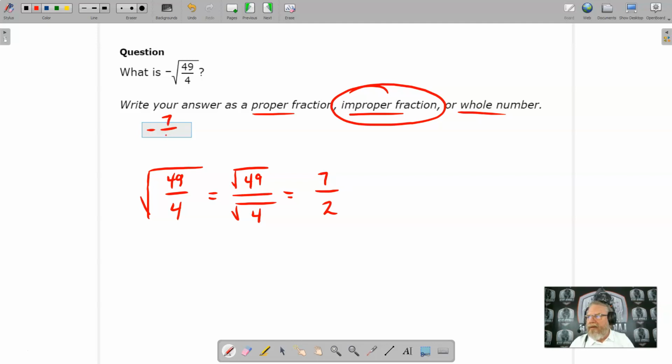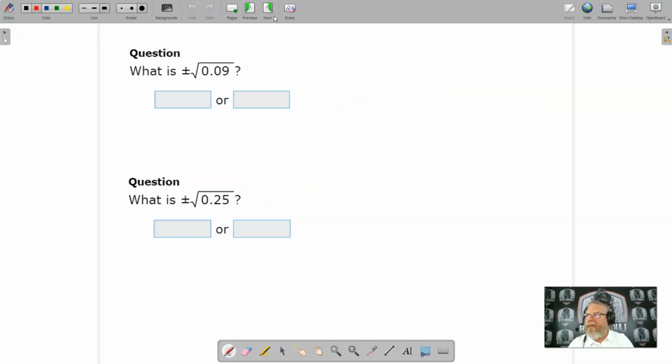So 7/2. Don't want to forget that negative symbol whenever you type it in. It could be real easy to think, okay, it's negative, I'm going to deal with just this portion of it, and then just put in 7/2 and forget to put that negative sign in. Even though you were correct, IXL is going to count it incorrect because they want to know what is the opposite of square root 49/4.